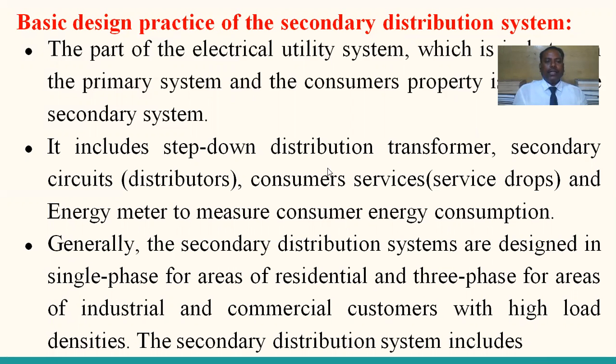Generally, the secondary distribution systems are designed in single phase for areas of residential consumers and three phase for areas of industrial and commercial consumers or customers with high load densities. So single phase supply is given to residential or domestic consumers, and three phase supply to industrial and commercial customers with high load density.